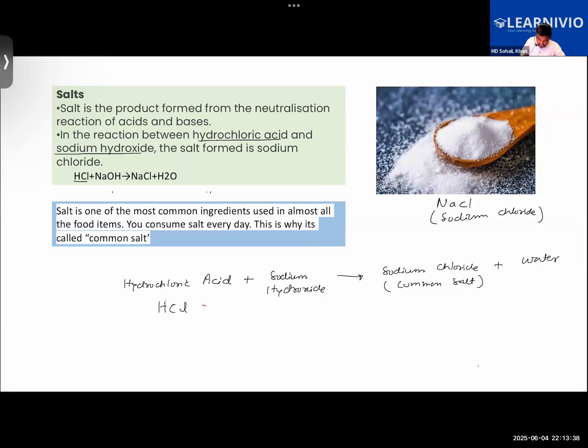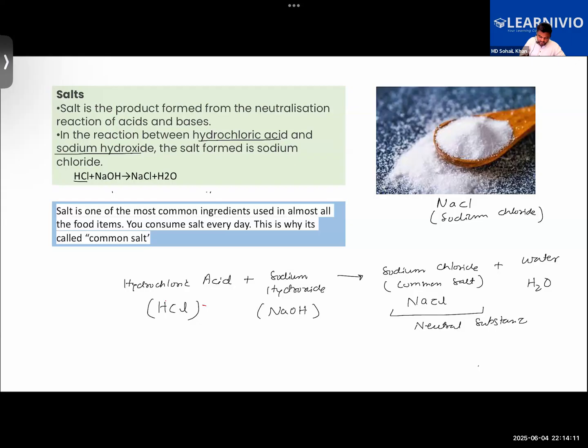So sodium hydroxide is NaOH. These are the chemical formulas of these. HCl is for hydrochloric acid. NaOH is for sodium hydroxide. NaCl is for sodium chloride, and water is H2O. The main thing is you have to memorize this equation: hydrochloric acid plus sodium hydroxide gives you sodium chloride plus water. Sodium chloride is common salt, and this right here is again a neutral substance, by the way.